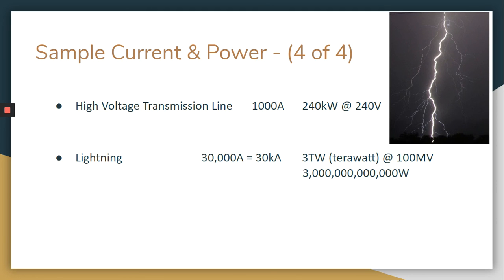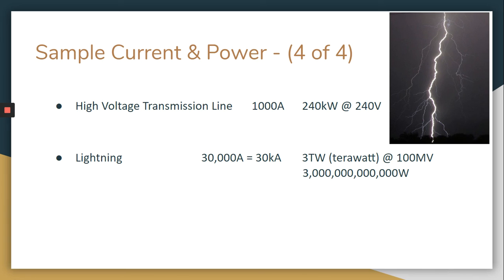Okay. Lightning. Lightning can carry 30,000 amps. Okay, and we discussed previously what the voltage was. We said around 100 million volts or 100 megavolts. So that would be 3 terawatts of power. Okay, so they release a lot of power in a small amount of time.